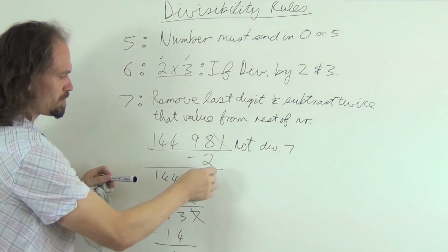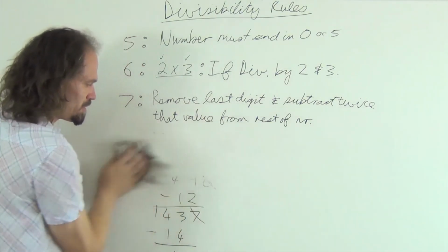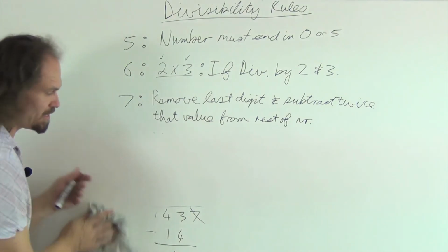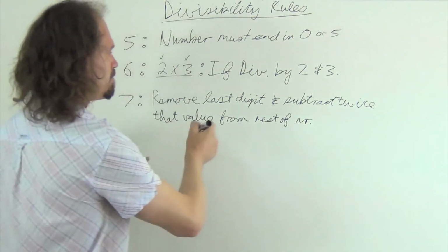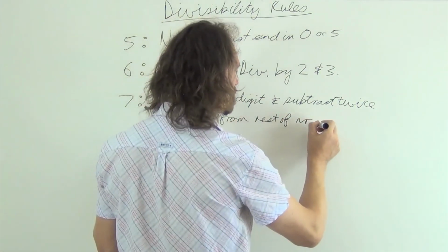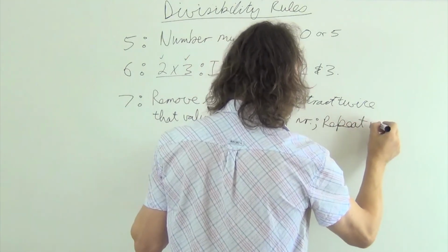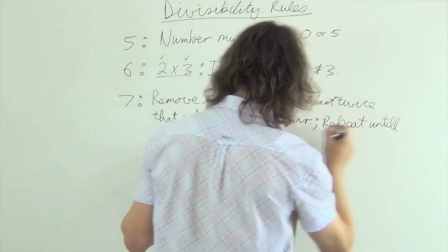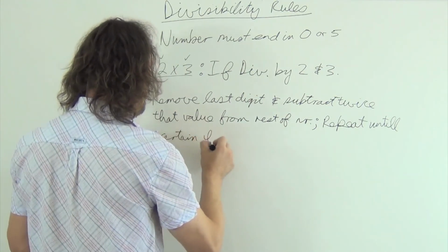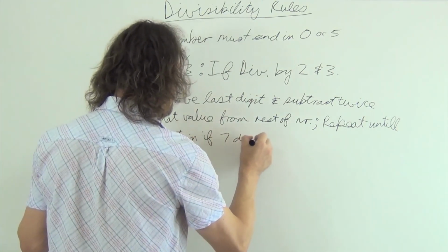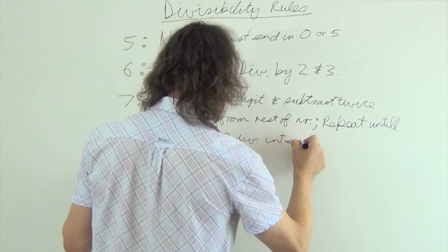I subtract that, I get an answer, and then what do I write after that? I repeat the process until I am certain of whether 7 divides into what I have left. So I write: repeat until certain if 7 divides into the number.